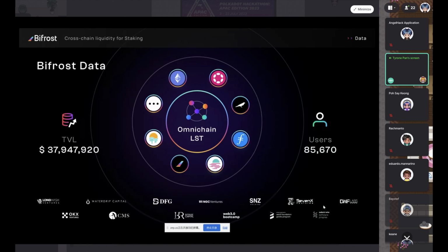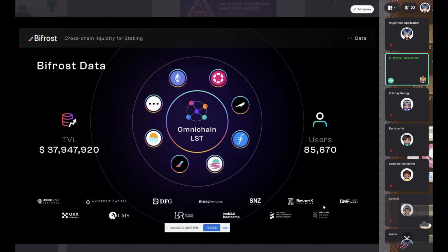Right now we've initiated about 7 or 8. If you say 8, there are 8 liquid staking products in Bifrost, and we've accumulated around 37 million dollars on Bifrost. In these liquid staking products, maybe the special ones for everyone are vMOVR and vGLMR. They are two liquid staking derivatives for Moonbeam and Moonriver.